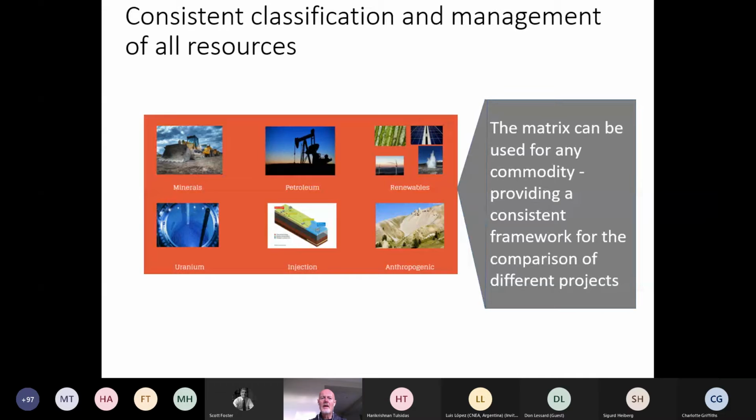I think it's the last slide. Yep. And so really what we're looking at to do with the UNFC and the UNRMS is to build a consistent classification and management system that can be used for all of our resources, independent of commodities, so minerals, petroleums, renewables, uranium, injection, anthropogenic, water, all sorts of different resources. And this matrix that we're developing can be used for any of these commodities. And the real power of it is it gives us for the first time a consistent framework for the comparison of different projects at different stages of development to make sure that decision makers have access to the tools to make the right choices to take forward.